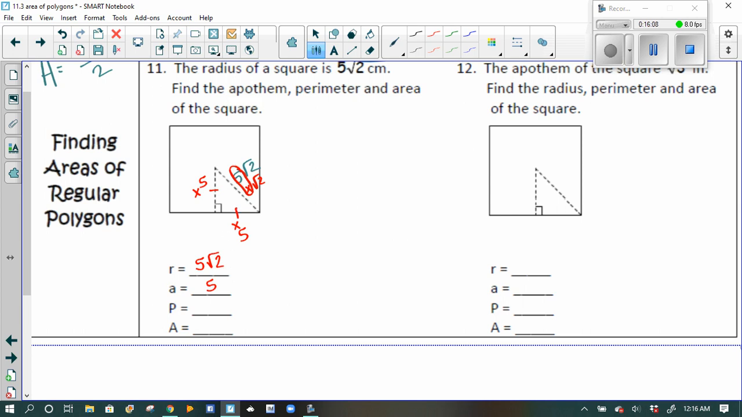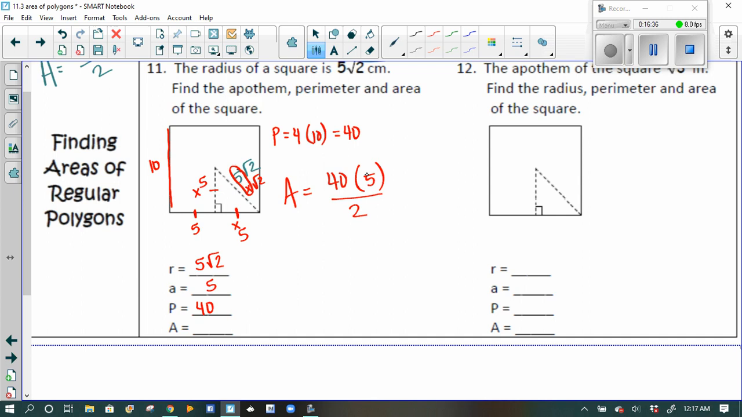Now, if this piece is 5, then this piece is also 5. So that means the whole side is 10. So that means the perimeter is 4 sides times 10 each, so 40. So my perimeter is 40. The area is the perimeter times the apothem divided by 2.